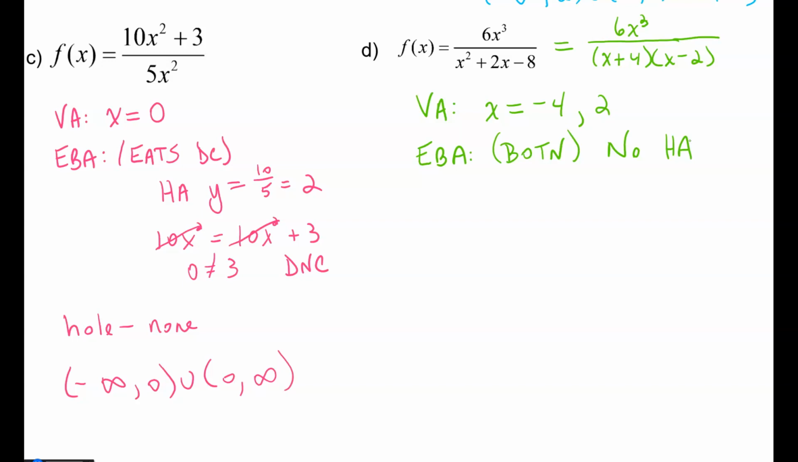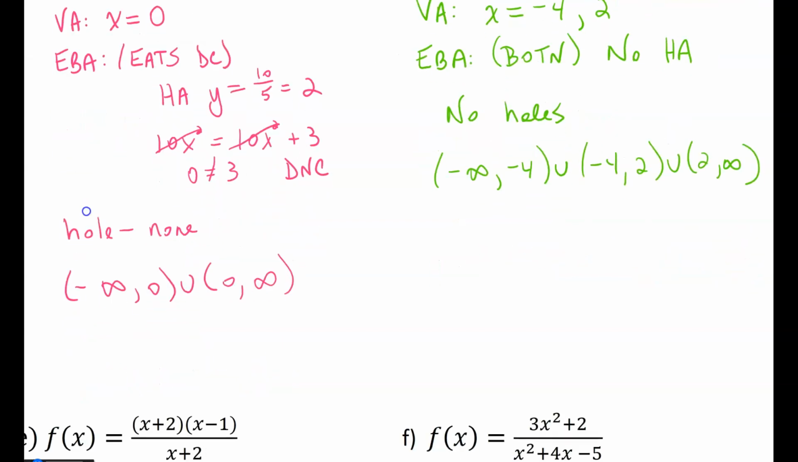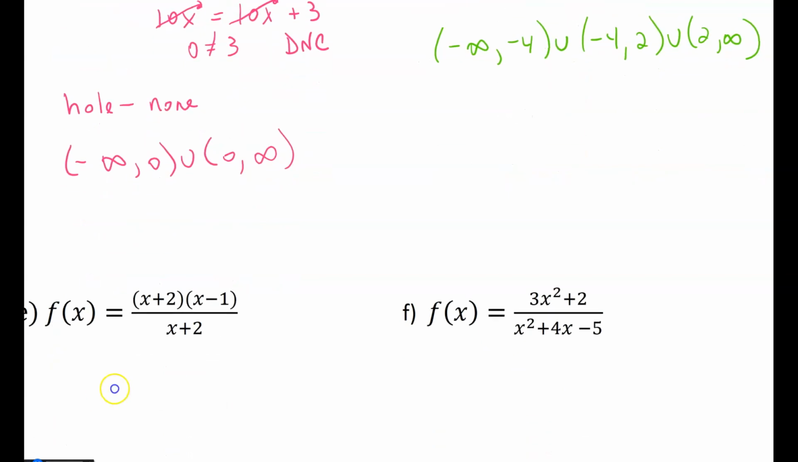All right, we didn't simplify anything out of this one, so therefore there are no holes. And again, our only restrictions are on those two vertical asymptotes. So we have a domain from -infinity to -4, from -4 to +2, and from +2 to infinity.